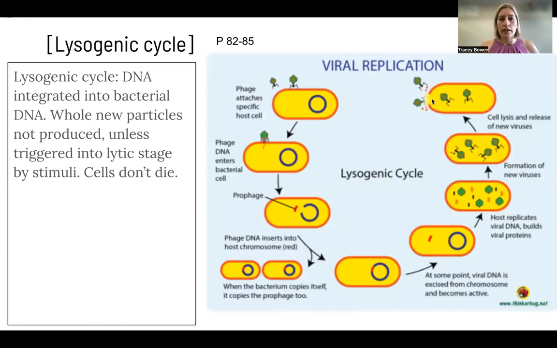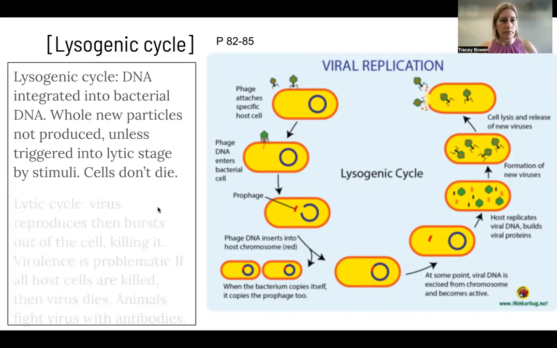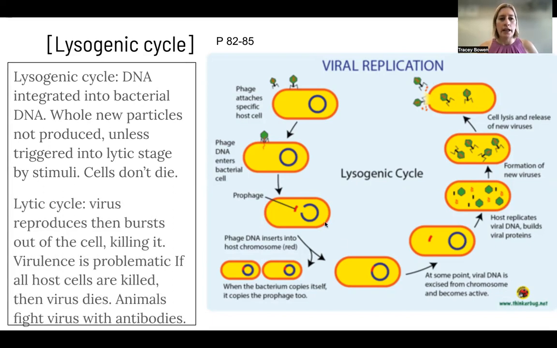And so in the lytic stage, new viruses are produced, but in the lysogenic stage, just DNA from the virus is integrated into the cell. And this can actually cause quite a lot of mutations. And then if the lytic cycle is triggered, the cell is going to burst and it's going to produce more viruses.